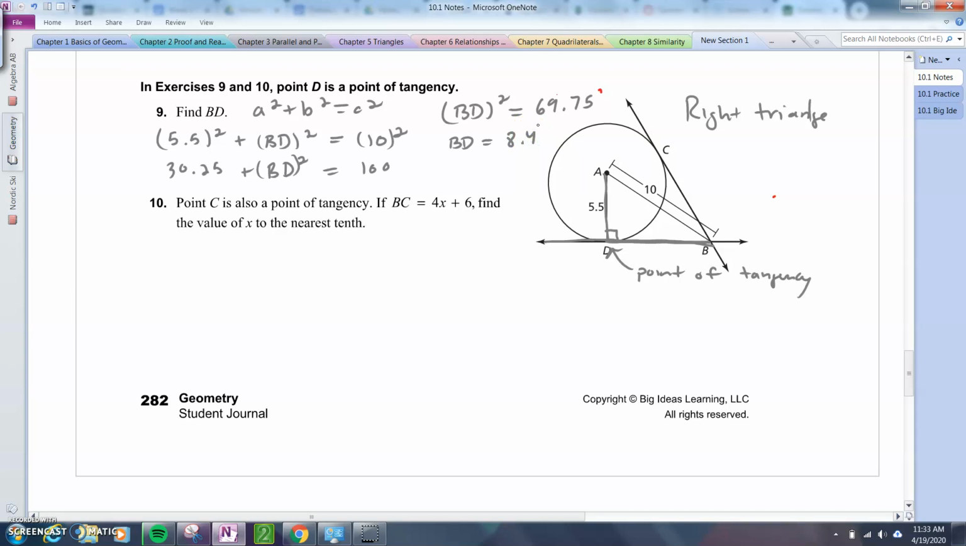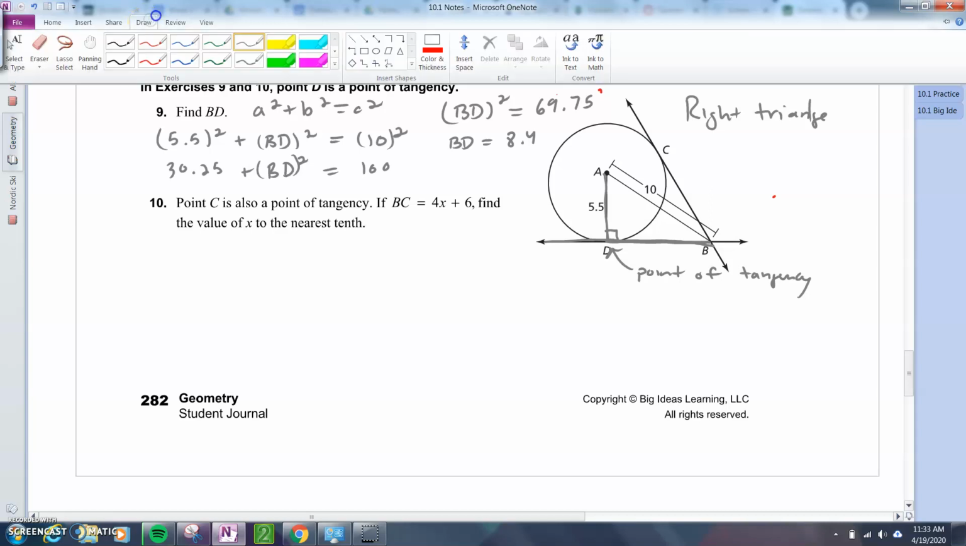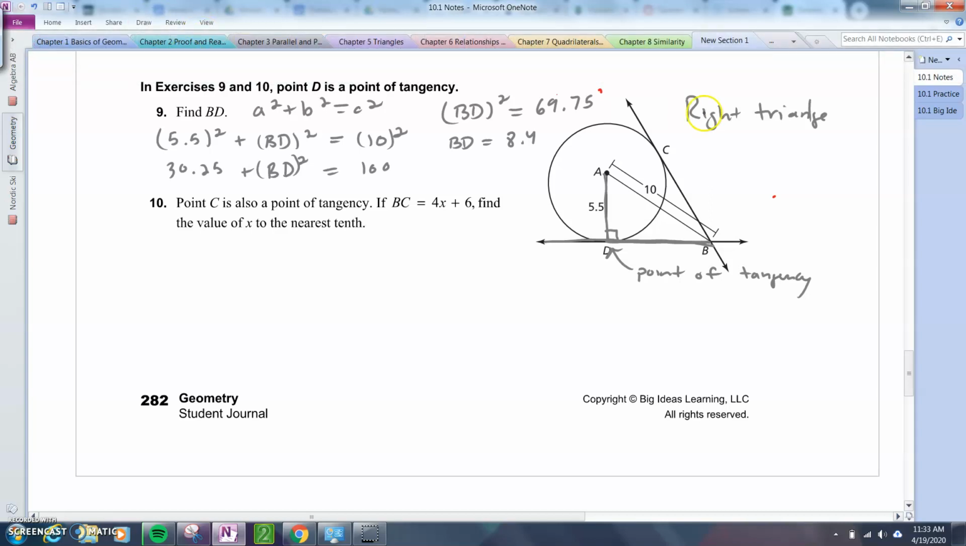Now, point C is also a point of tangency. So now we're moving on to number 10 here. So C over here is also a point of tangency. So you got to imagine that there's another line that connects this, creates another right triangle here. So if BC equals 4x plus 6, so this segment here is going to be this 4x plus 6. Find the value of x to the nearest tenth. Well, what we've actually created here, if you look at this, this is a radius over here, so this needs to be 5.5.